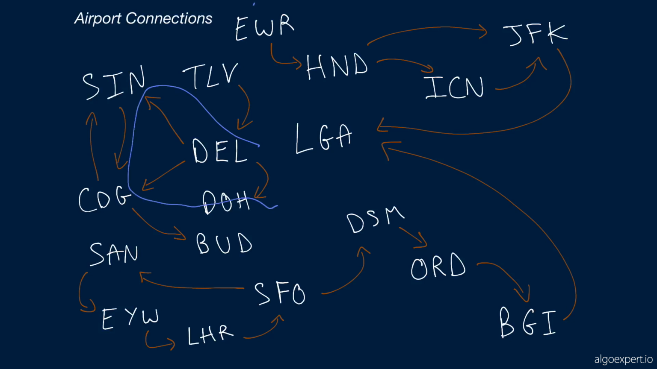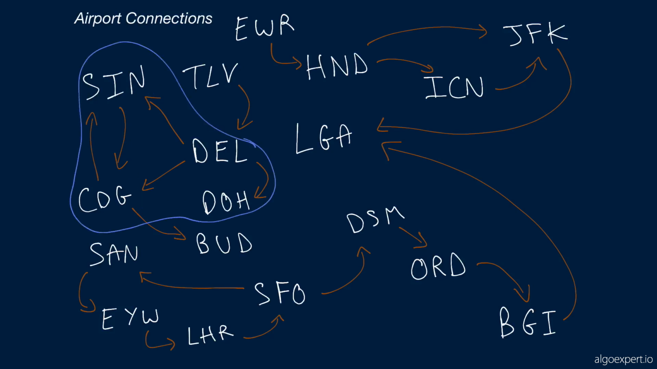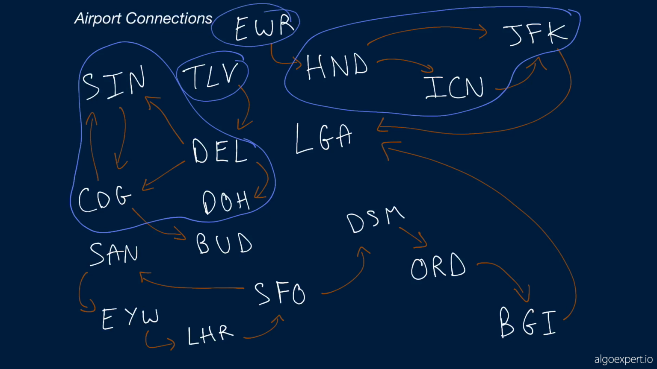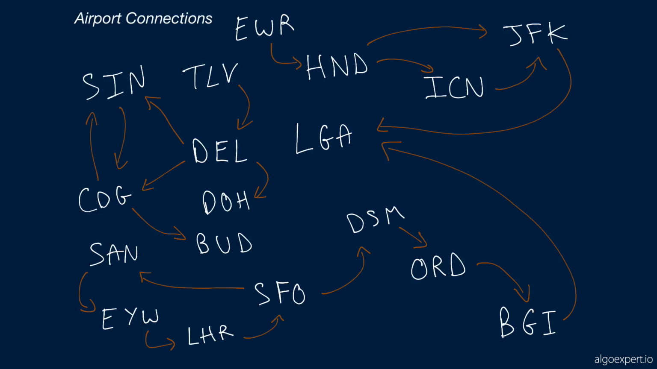Dell has three connections, three direct connections. It has SYN, CDG, DOE. HND has two connections, ICN and JFK. And yet in both of those cases, TLV and EWR are more important, and they only have one direct connection. So the second approach of saying find all the unreachable airports and grab the ones that have the most connections isn't actually valid.